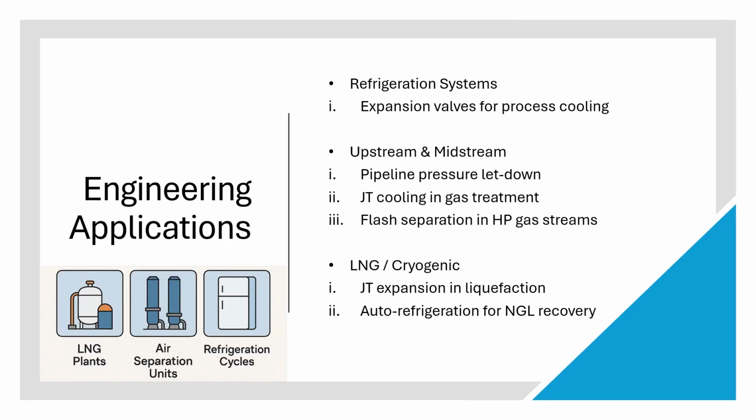Now we will discuss the industrial applications of this throttling process. In refrigeration, expansion valves create cooling for chillers and dehydration systems. Besides that, throttling is also used extensively in the upstream and midstream oil and gas industry, for example in JT valves, which are widely used in gas treatment, specifically in gas sweetening and natural gas dehydration.